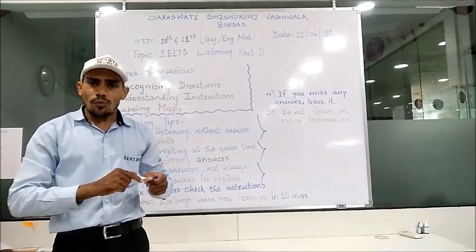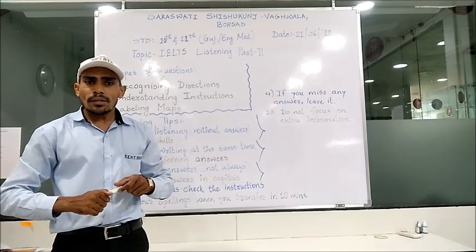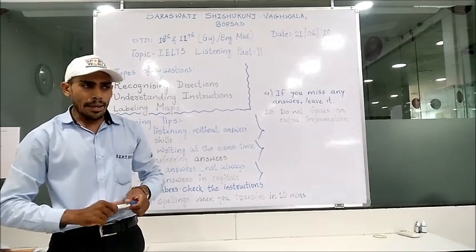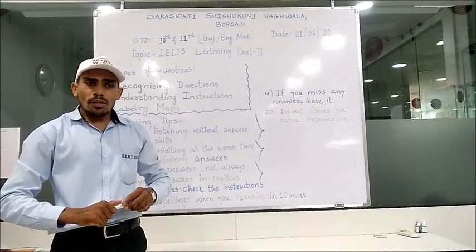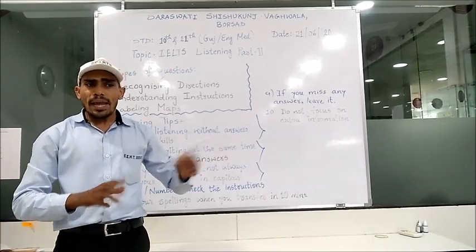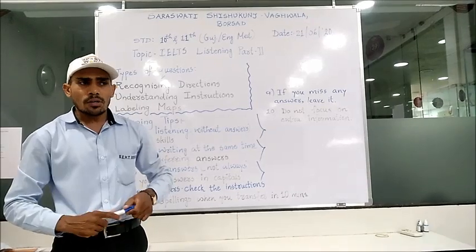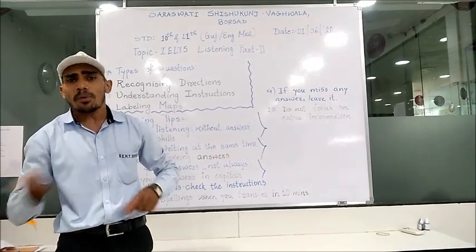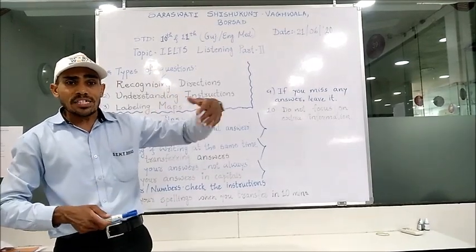Now I would like to give you an example. A date of birth is mentioned in the fill in the blank, and extra information is given about birthplace. Birthplace and date of birth are completely different. So you don't have to focus on birthplace, but you have to focus on date of birth. So you need to avoid extra information.